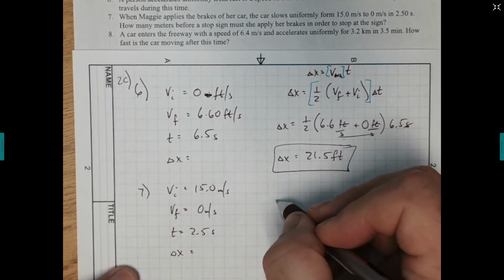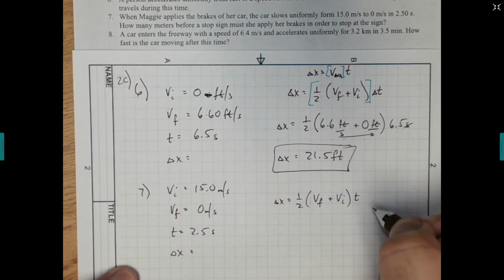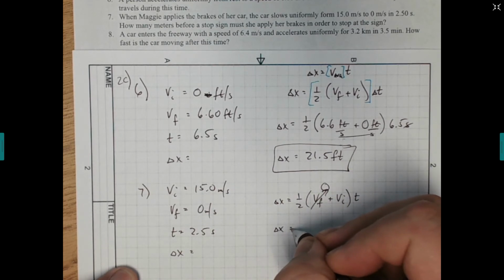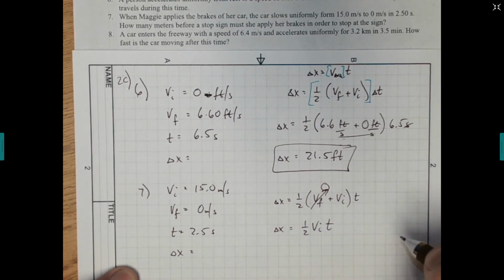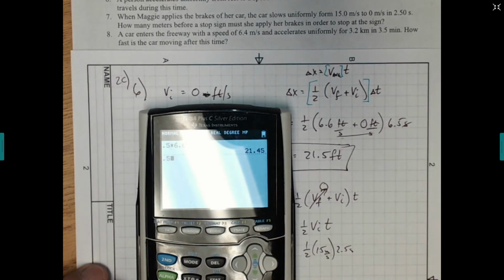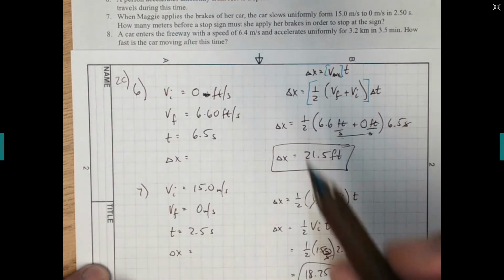Okay, same basic thing. So we're going to use our delta x equals 1/2 (VF plus VI) times t. Now the VF is 0, so we can cross that part out and just say delta x is equal to 1/2 VI times t, which is equal to 1/2 times 15 meters per second times 2.5 seconds. And we get all that, 0.5 times 15 times 2.5, and we get 18.75 meters. Right, the seconds cancel and we end up in meters, which is what we want because we're looking for a position. It even says how many meters.